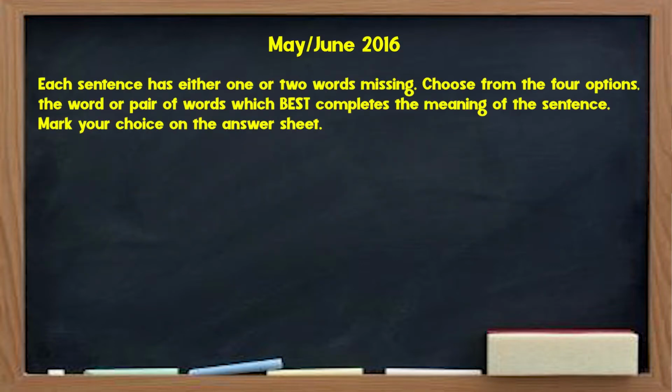May-June 2016. Sentence completion questions were found at items 1 to 5. The instruction was, each sentence has either one or two words missing. Choose from the four options the word or pair of words which best completes the meaning of the sentence. Mark your choice in the answer sheet.